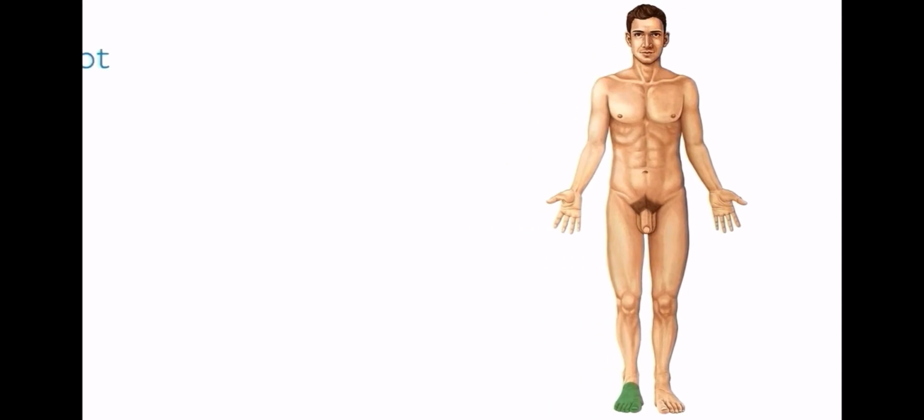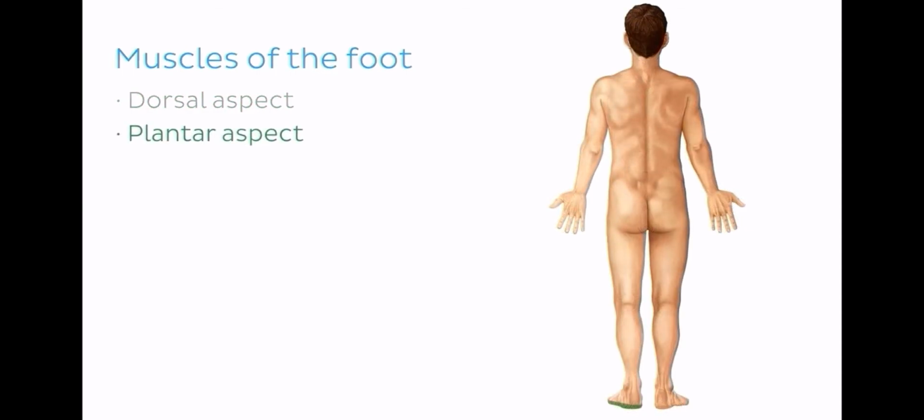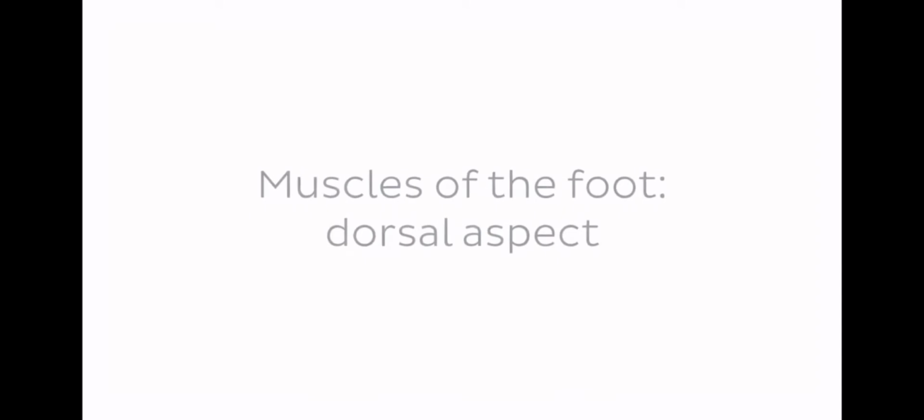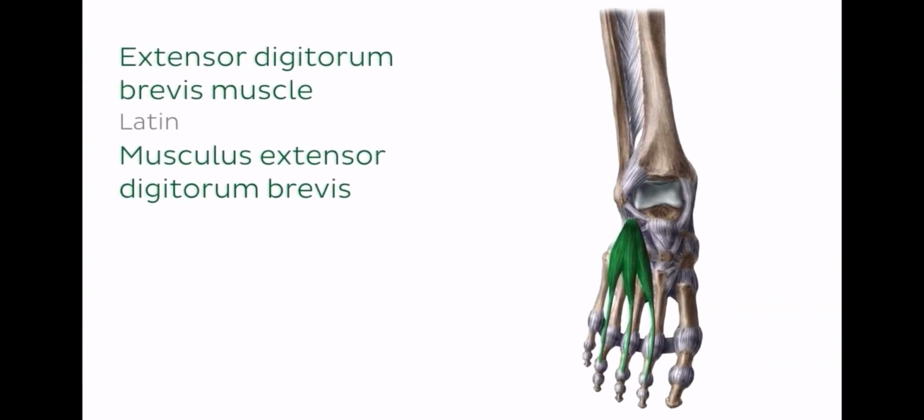As for the muscles of the foot, they can be divided into a dorsal aspect, which are found on the dorsum of the foot, as well as the plantar aspect, which is found on the sole of the foot. Let's begin, of course, with the dorsal aspect of the foot. And there's really only one muscle that we're going to be talking about today in this particular section of the foot, and that's the extensor digitorum brevis muscle.